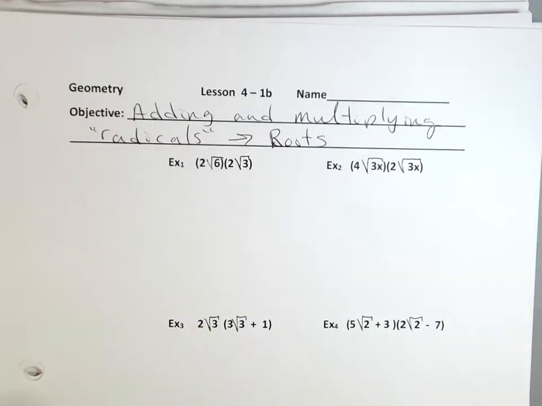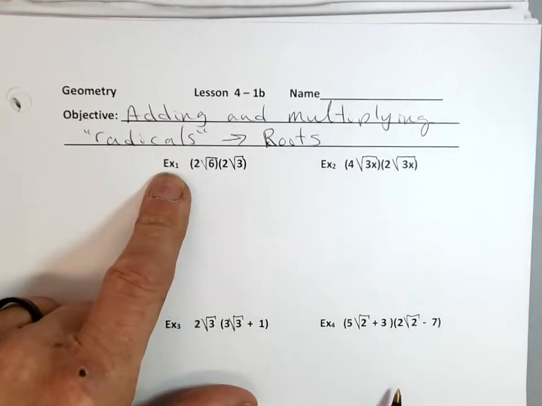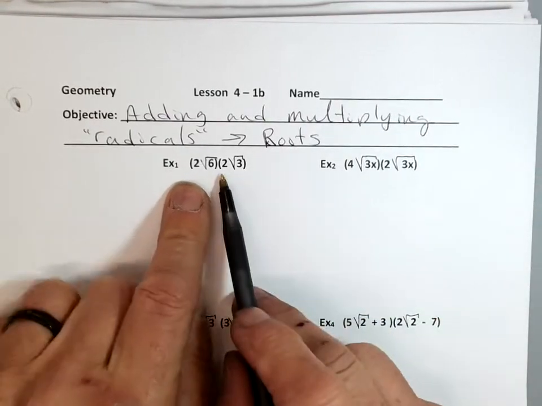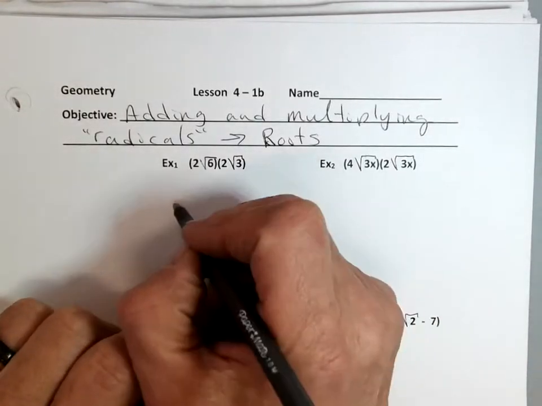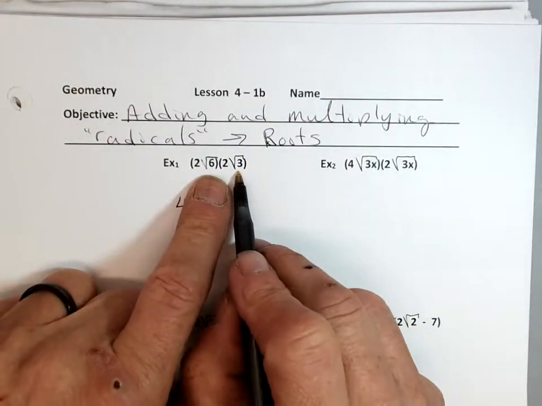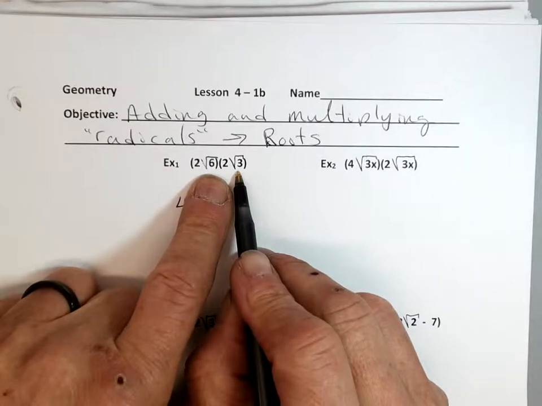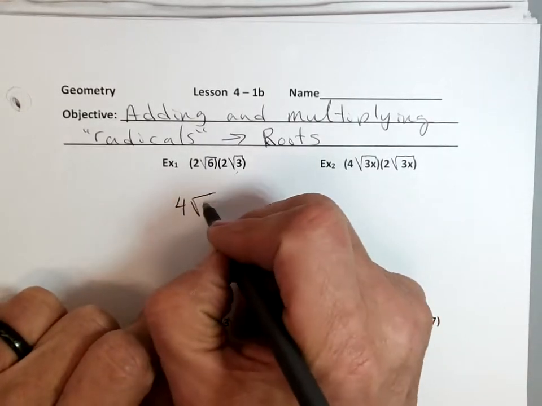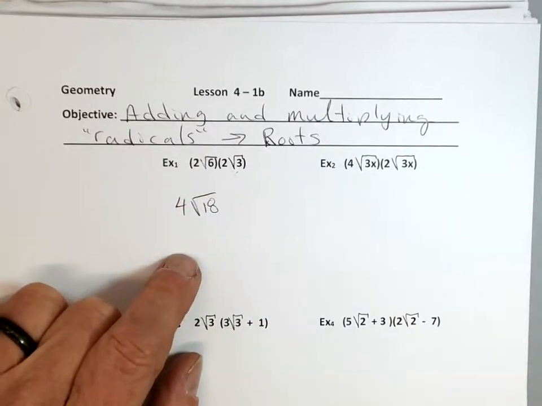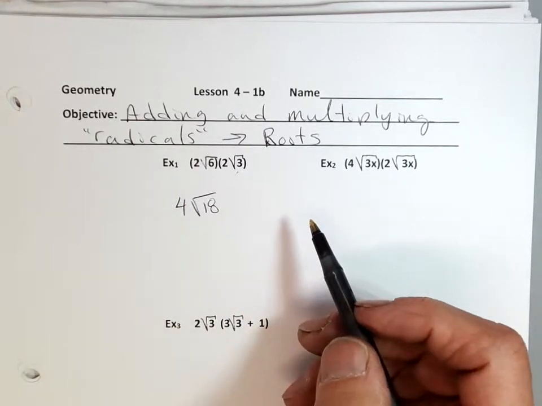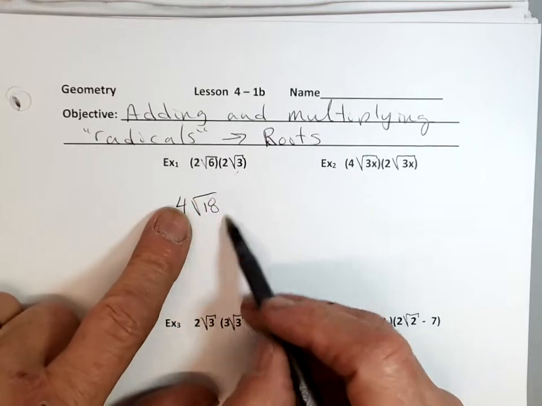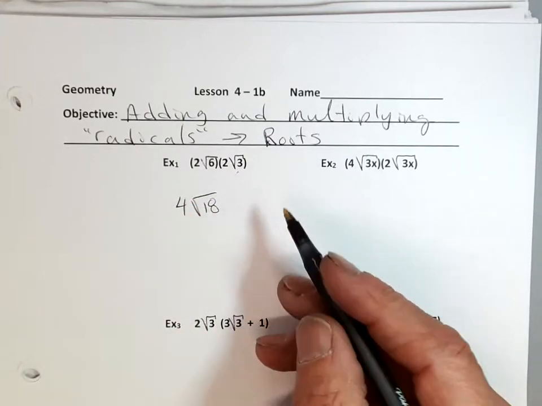Okay, so let's take a look at number one. So what we're going to do is we're going to multiply regular numbers with regular numbers. I'm going to get 4, and I'm going to multiply square root numbers with square root numbers. So I'm going to get 4 square roots of 18. Now, I would normally be done, but I can break down 18. So I'm going to take it a step further, okay?